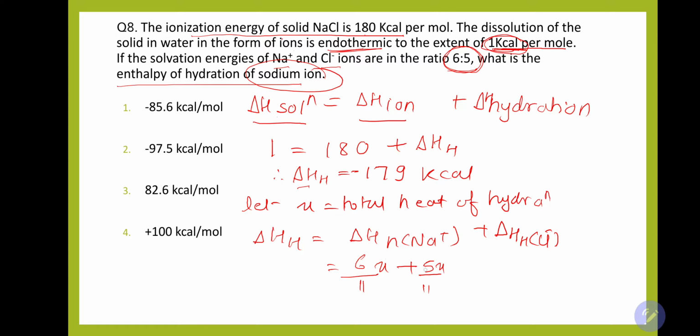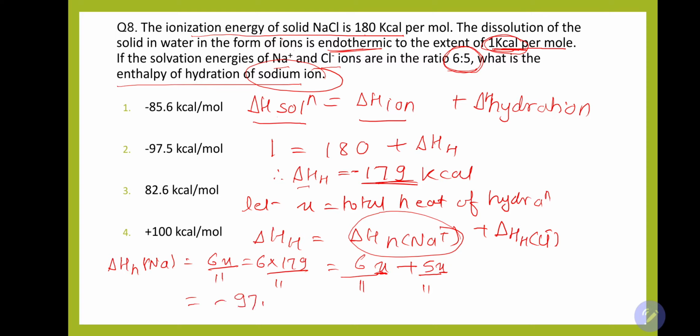Now if I want only the value for sodium, we know the value of x. So delta H of sodium will be 6x upon 11. We know the value of x, which we have already derived, so it will be 6 into 179 upon 11, which will be minus 97.63, which is approximately minus 97.5.